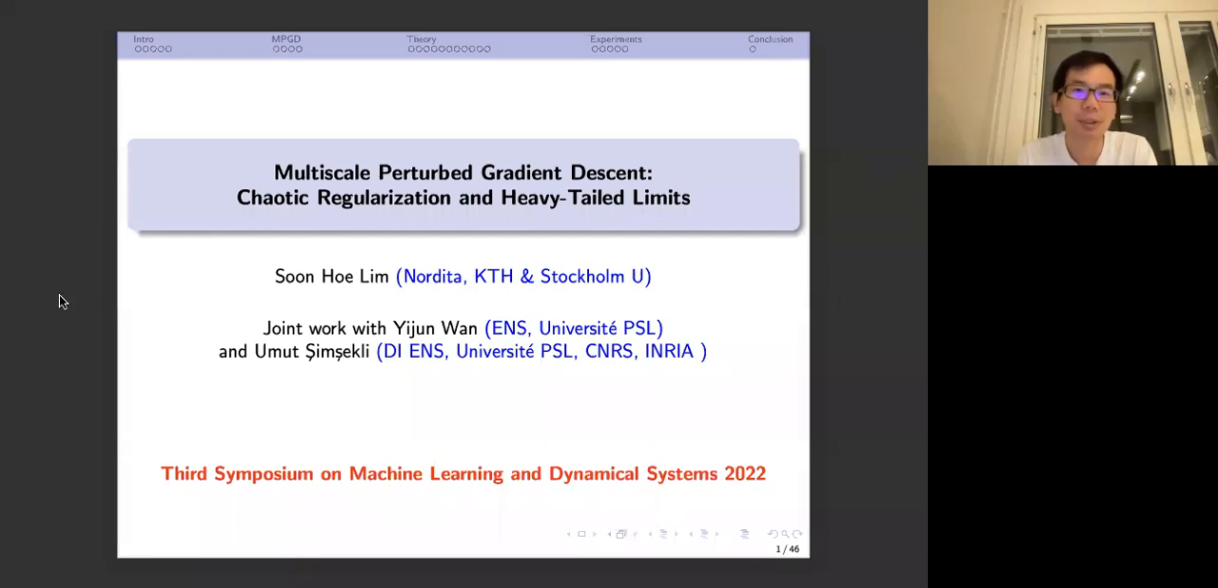today I would like to tell you about our recent work on multiscale perturbed gradient descent. This is based on joint work with Yijun Wang and Umo Sisensky, both of whom are based in Paris.